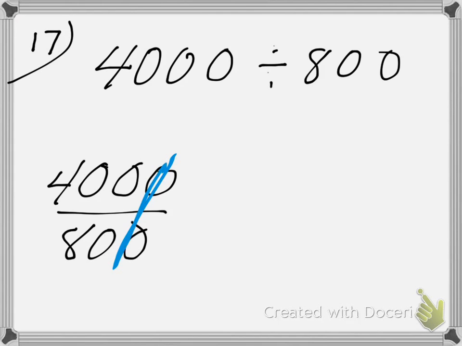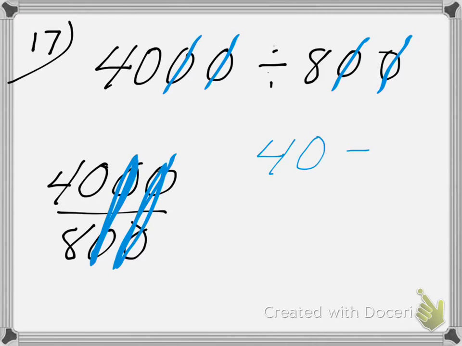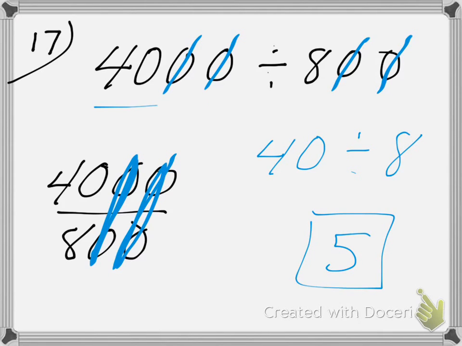And we can cancel that 0 and that 0. Up here we can just cancel 2 there and 2 there. Our new problem is simply 40 divided by 8, which is 5. So 4,000 divided by 800 is also going to be 5.